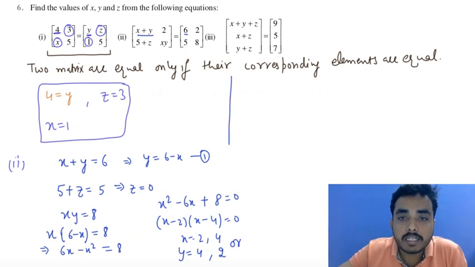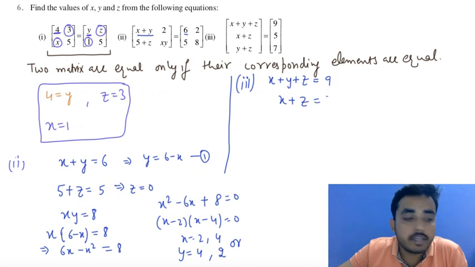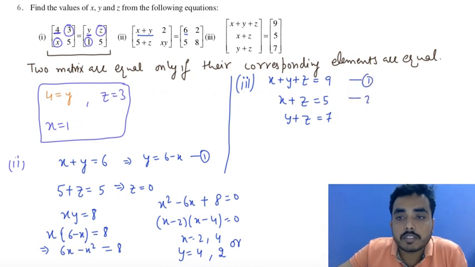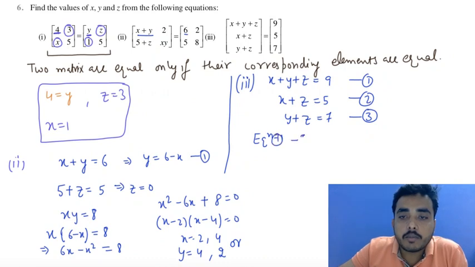Now let's move to part 3. So in part 3, x plus y plus z is given to us as 9, x plus z is 5, and y plus z is 7. So let's name these equations. This is equation 1, equation 2, equation 3. Subtracting equation 2 from equation 1. This is equation 1 minus equation 2. So what we will get is y equals to 4.